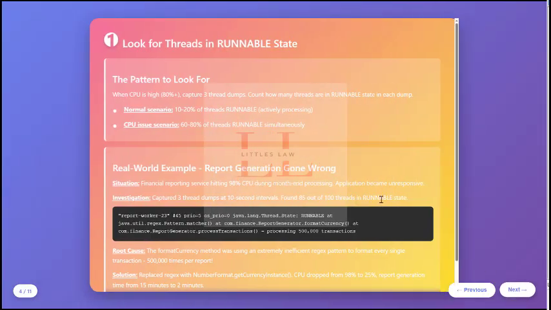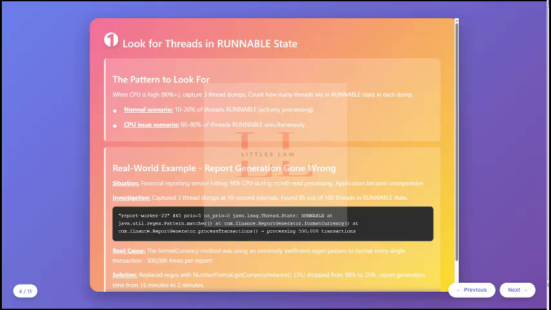And moving on to the next slide. Method one, as I told you, we have three methods, is looking for threads in runnable state. So here is the pattern that you need to understand. When CPU usage is high, let's say 80% or above, you capture three thread dumps and count how many threads are in runnable state in each dump.